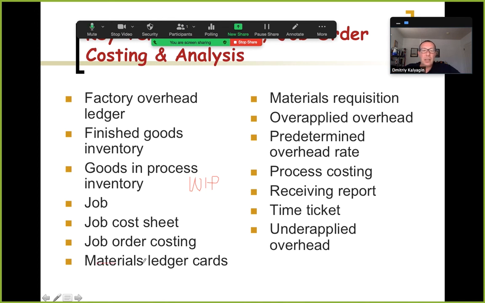Don't worry about materials ledger cards. Materials requisition is just a source document. You don't have to worry about it too much. Overhead, over applied and under applied, predetermined overhead rate. What is the process costing, which is more chapter 3. Receiving report also is just a source document. You can skip it. Time ticket, it's a source document based on which we record direct labor.